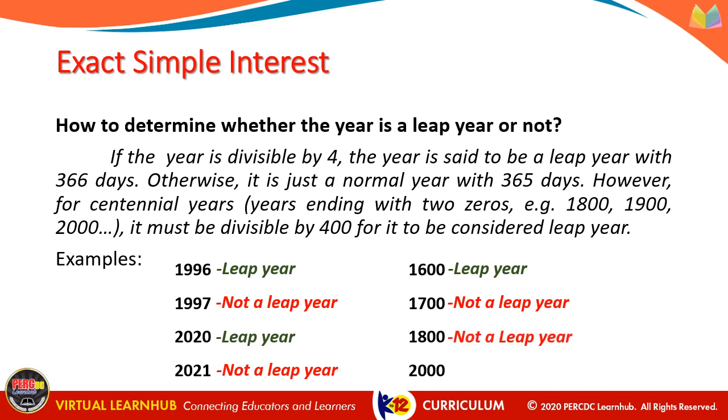Year 1800 is not a leap year too. Year 1800 is divisible by 4, but it is not divisible by 400. Remember that for centennial years, they have to be divisible by 400 for it to be considered leap year. Okay? Year 2000 is divisible by 400, so it is a leap year. Alright?